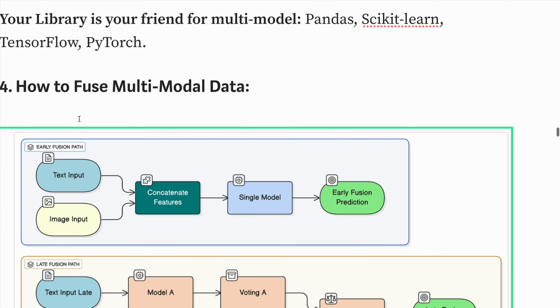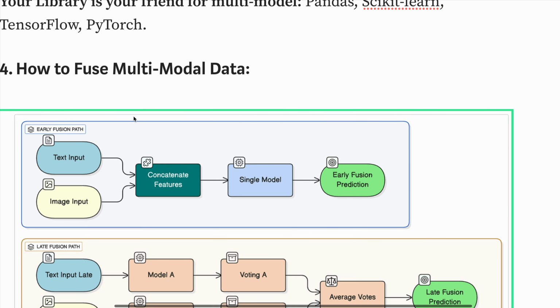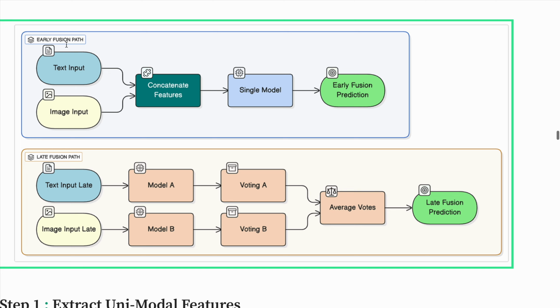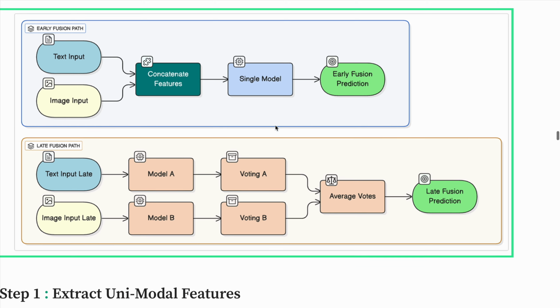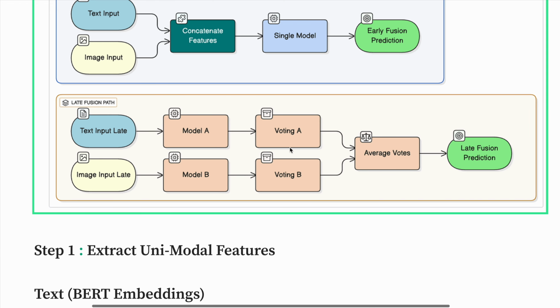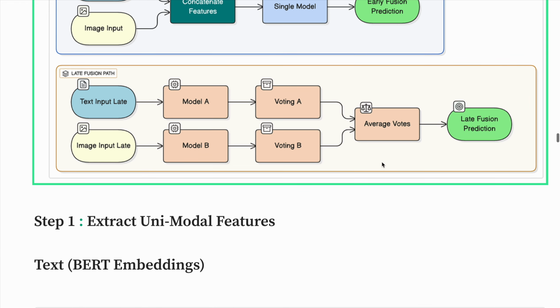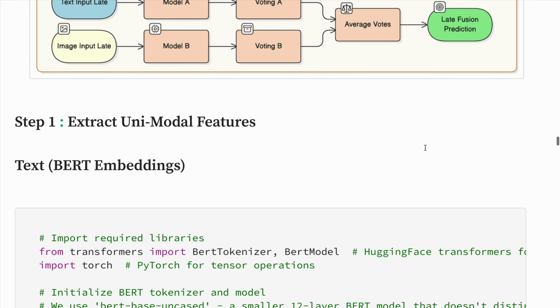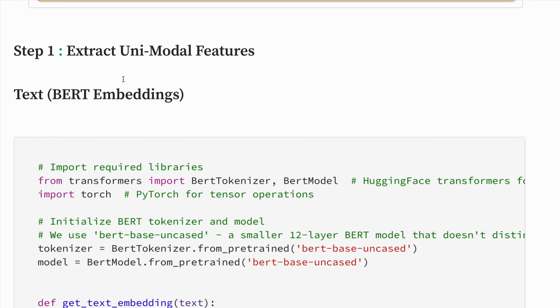Now, how to fuse multimodal data. There are two types: early fusion and late fusion. In early fusion, we concatenate text and image into a single model. In late fusion, we take, for example, text input into model A and image input into model B, then do voting or averaging of the model outputs.